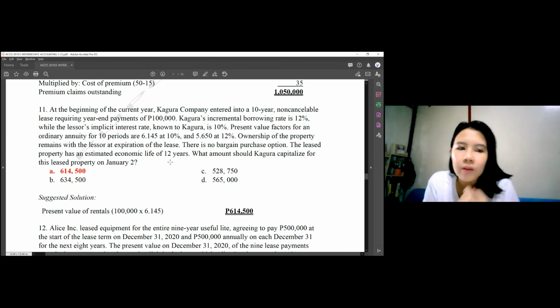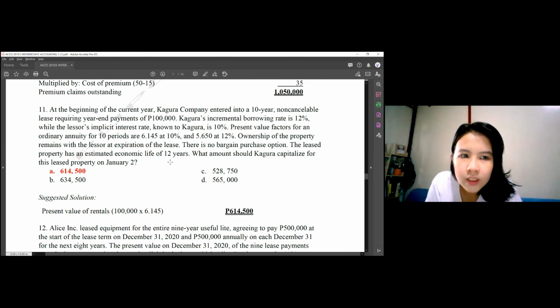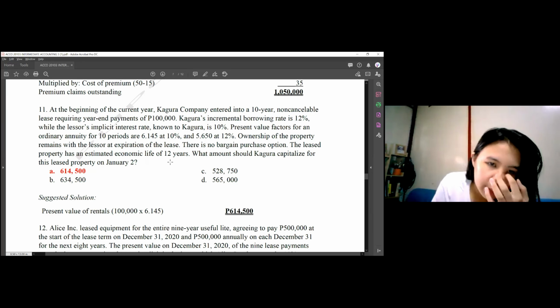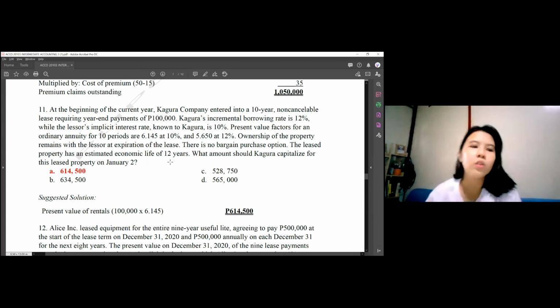So, next is, sabi, ownership of the property will remain with the lessor. So, walang transfer of ownership, walang bargain purchase option. May estimated economic life na 12 years. Okay. What amount should Kagura capitalize for this leased property on January 2? So, yeah. We'll just get the present value of the rentals. So, this was an easy problem.